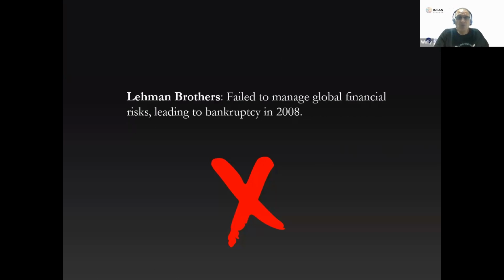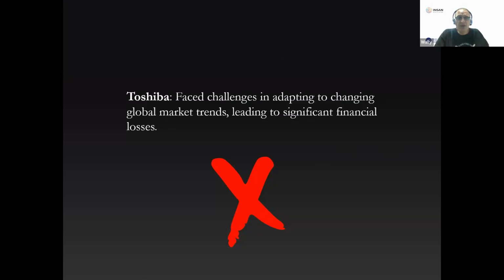Okay, so we talked about Kodak and Lehman Brothers. Toshiba faced challenges in adapting to a changing global market, leading to significant financial losses. The challenges that Toshiba faced were minor, but unfortunately, they wanted to fix them themselves. They didn't want help, and they had to fix it themselves. All right. Toshiba is another company you should add to your list.